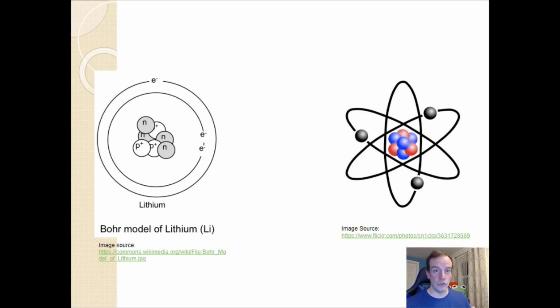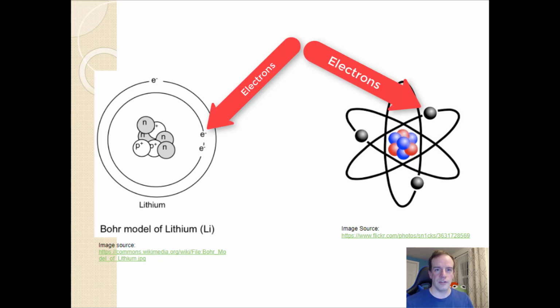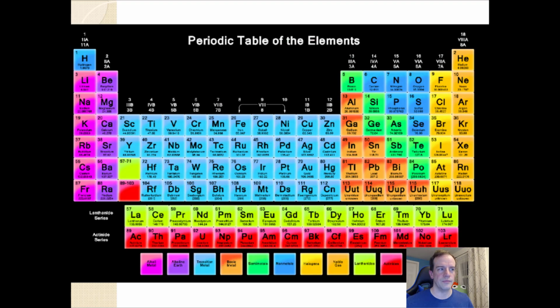So you can see here some basic Bohr model atoms. And these Bohr models are great in that they kind of show where everything is. The one on the left here actually has it labeled. The one on the right, not so much. But you can see the protons, the neutrons, and the electrons and their positions.